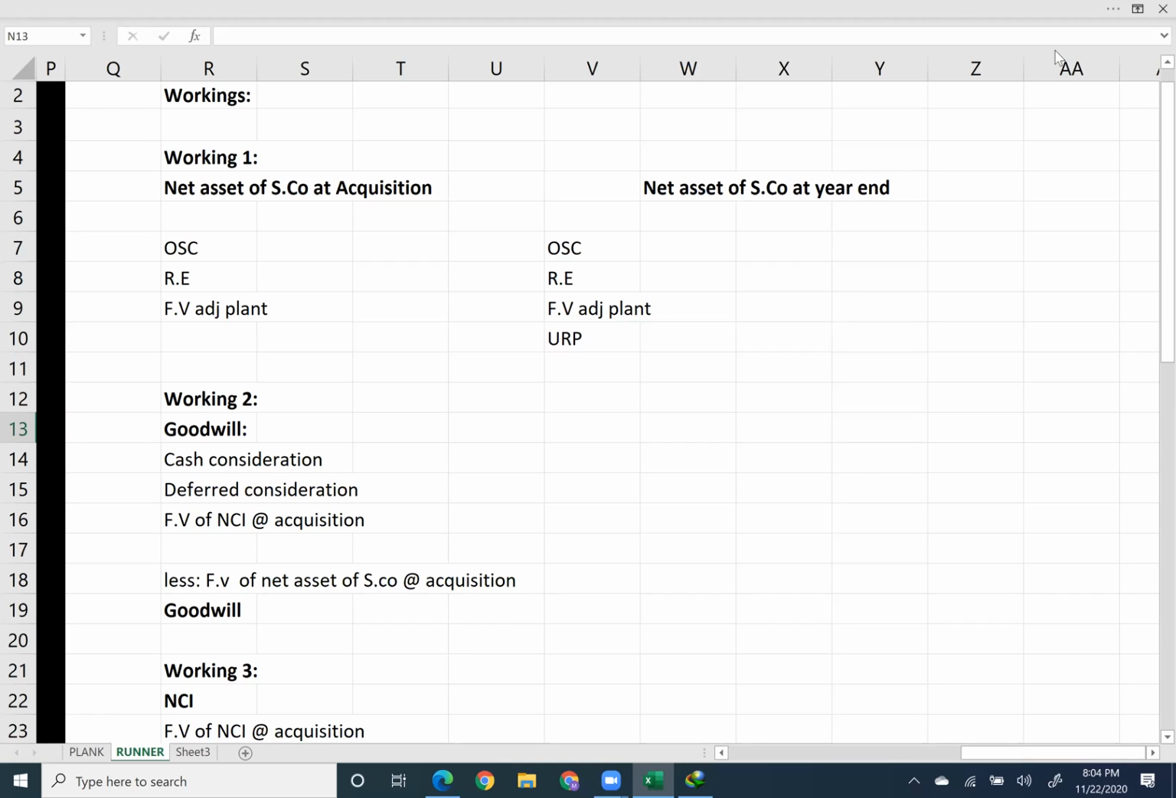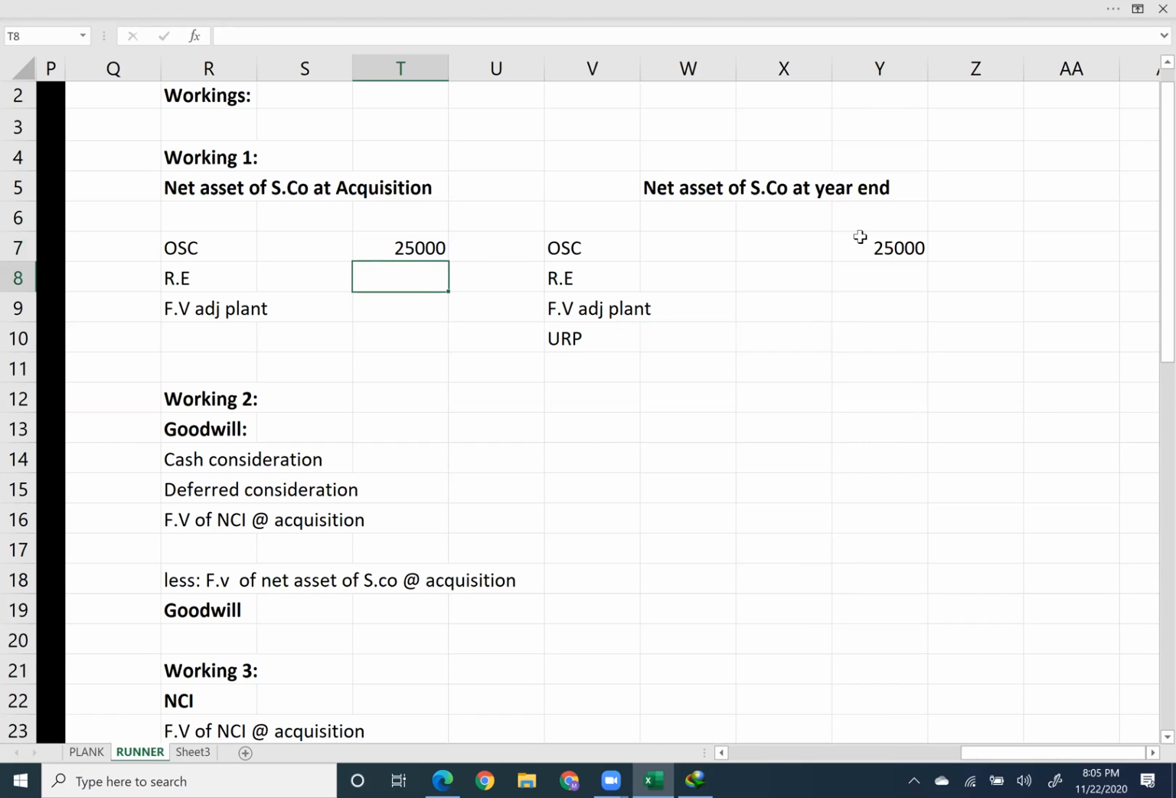Now, you can see the packets. What's the share capital of S company at the year end? In the question, go and check. It's 25,000. So the same share capital we'll copy at the acquisition date. No change in the share capital.